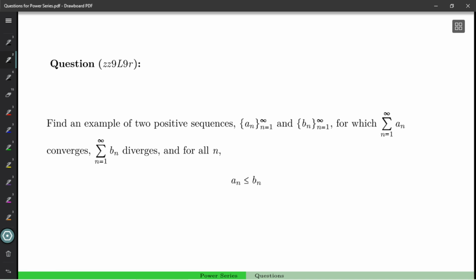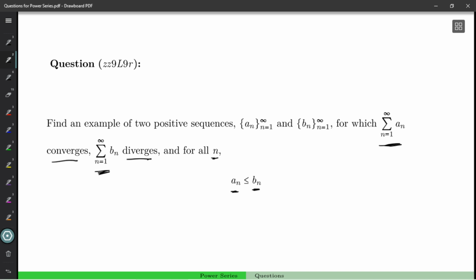Find an example of two positive sequences, the ANs and the BNs, where the sum of the ANs converges, the sum of the BNs diverges, and this inequality is satisfied for all indices: AN is less than or equal to BN. Okay, so we just need to come up with some examples.